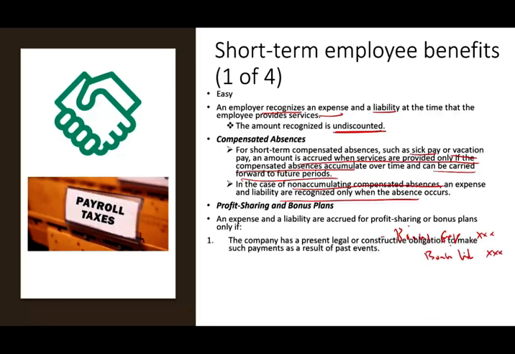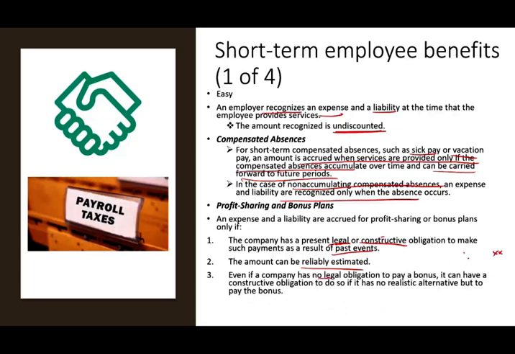When do we do so? When the company has either a present legal obligation by contract, or constructive. They have promised their employees they're going to pay them a bonus, to make such payment as a result of a past event. Past event means based on the profit, based on that fiscal year. The amount can be reliably estimated. They may not know exactly what their profit is, but they can guess it.